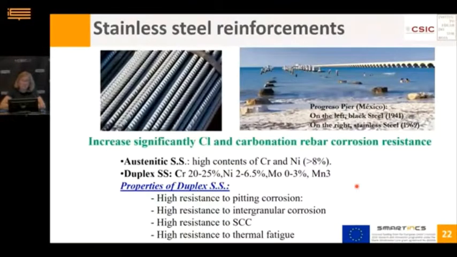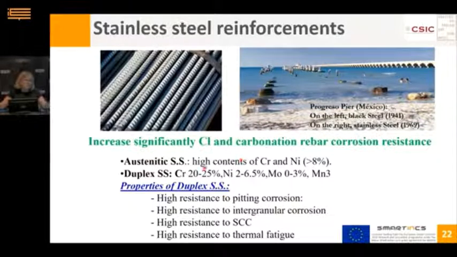The other method is stainless steel reinforcement. This method significantly increases the resistance to chloride and carbonation-induced rebar corrosion. For this method, we always use as a representative example the pier of Progreso in Mexico. The bridge was first constructed with carbon steel, but after 20 years it was in really bad condition. This is the old bridge, and the new bridge is made with stainless steel reinforcement.